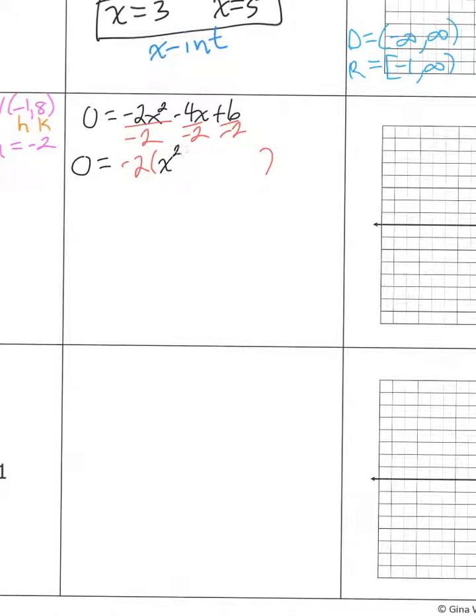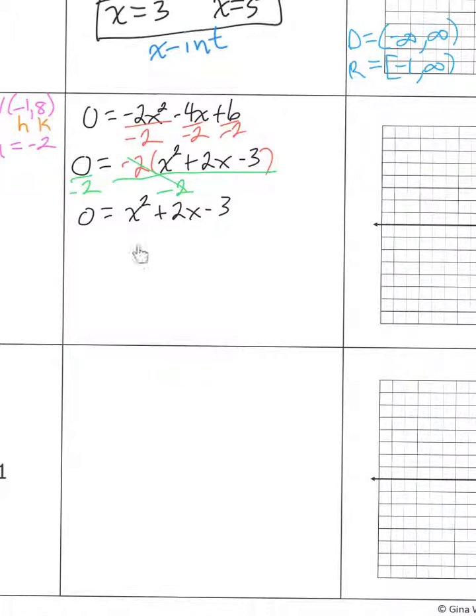And I get x squared plus 2x minus 3. And because that GCF does not have a variable in it, I can divide this side by -2 to get rid of it, and this side. If there was a variable in it, I would not be able to do that. So I end up with 0 equals x squared plus 2x minus 3. And so now we're ready to factor.